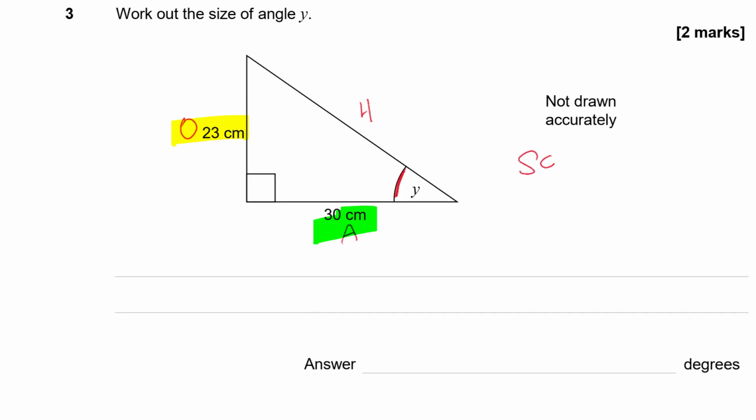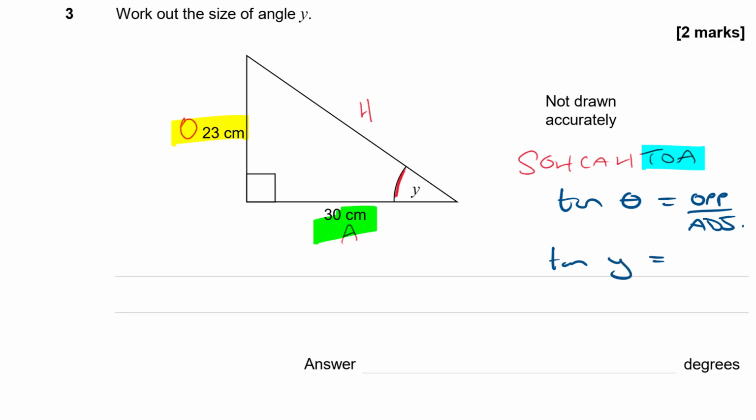Well, again, I've got my mnemonic SOHCAHTOA, and I think which one has got to do with O and A. It's that one on the end there, isn't it? TOA, tan. So I'm going to write down the ratio. Tan theta is equal to opposite over adjacent. Okay, so then subbing in the things that I know, tan y is equal to opposite 23 divided by my adjacent 30.